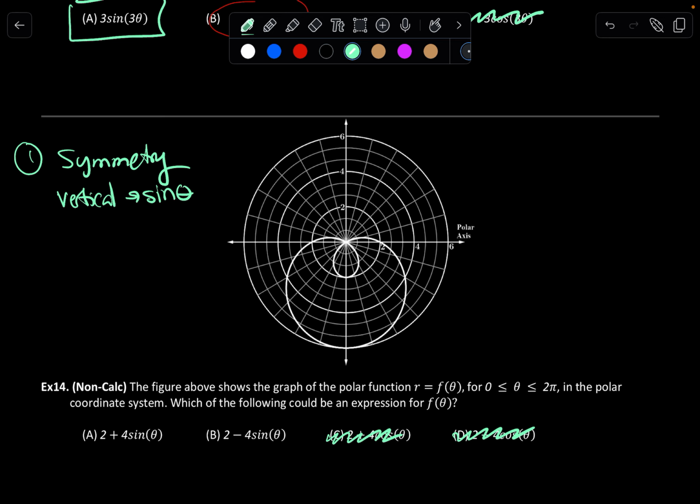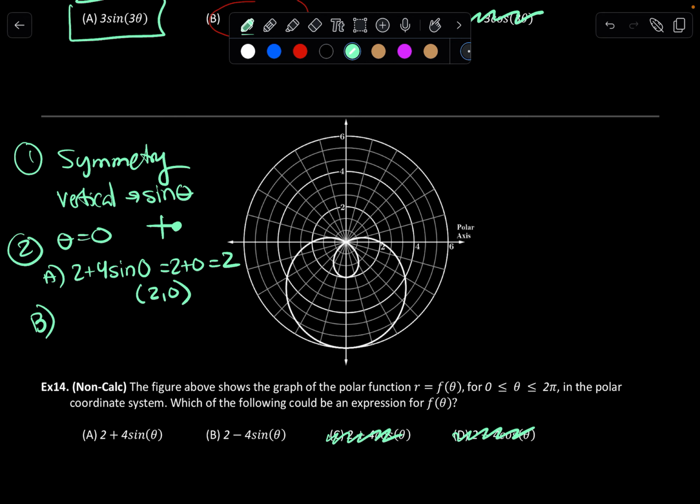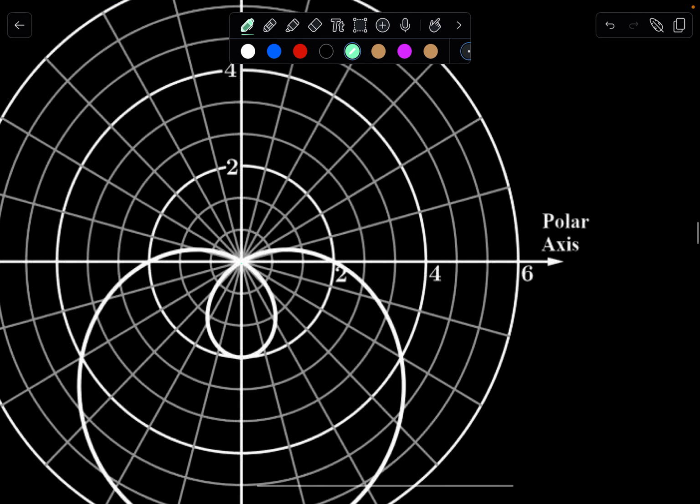to testing points again. So let's start with theta equals 0. So we'll do A, and then we'll have a separate part for B. So we have 2 plus 4 sine of 0. Well, sine of 0 is going to be 0 again, and then we have 4 times 0, which is 0. So we have 2 plus 0, so we get 2. So when our theta is equal to 0, we have a radius of 2. So I will trace that from the pole. So I go out radius of 2. My theta is 0, so I'm just on the polar axis.